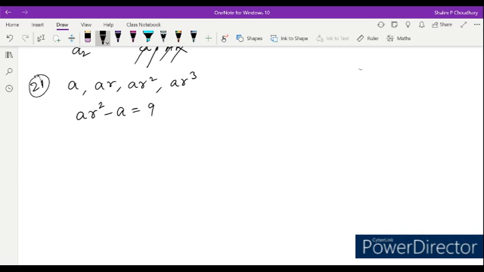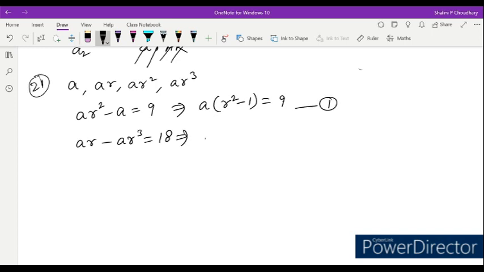This is the first condition given, and what is the second condition? One more thing is given, the second term is greater than the fourth by 18. So the second term minus fourth term will be 18. Now we'll simplify this. a common, r square minus 1 will be equal to 9. Equation 1. Now we'll solve this one. a r into 1 minus r square will be equal to 18.